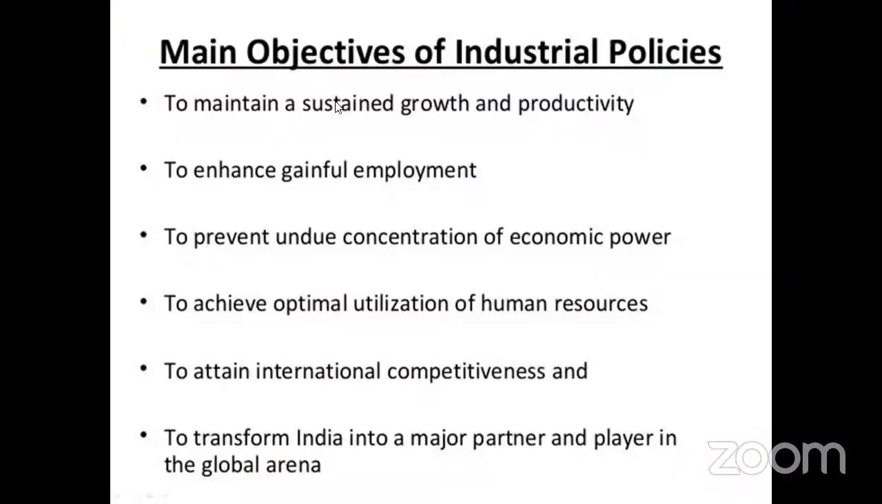Now, the main objectives. What are the main objectives of the industrial policies? First, to maintain sustained growth and productivity. This is the main objective of the policies, whether it is the 1948 policy, the 1956 policy, or whatever policy. The first one is to maintain sustained growth and productivity of the country.